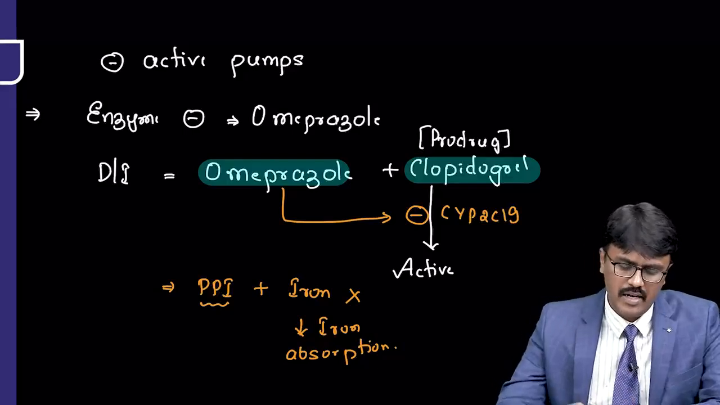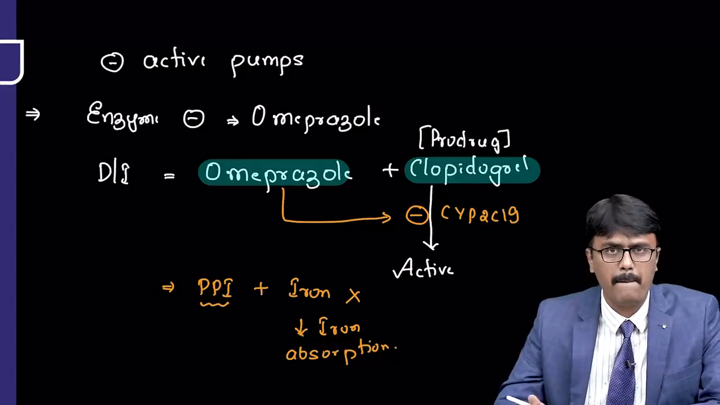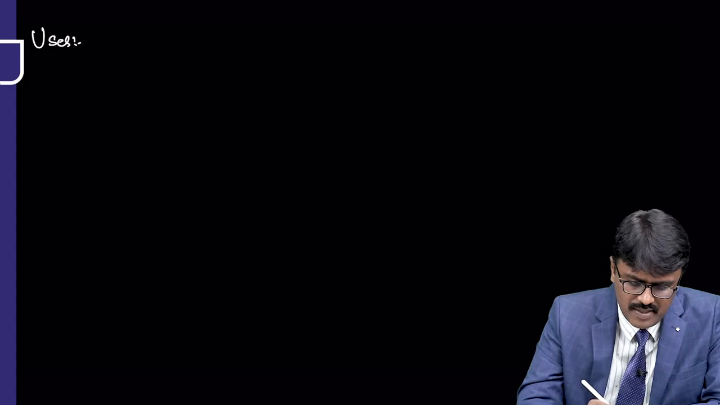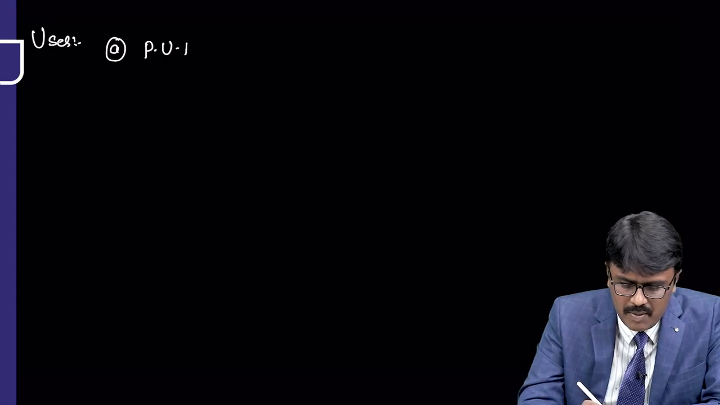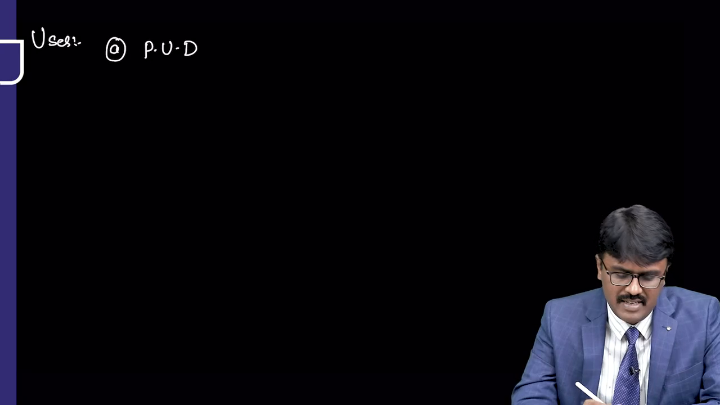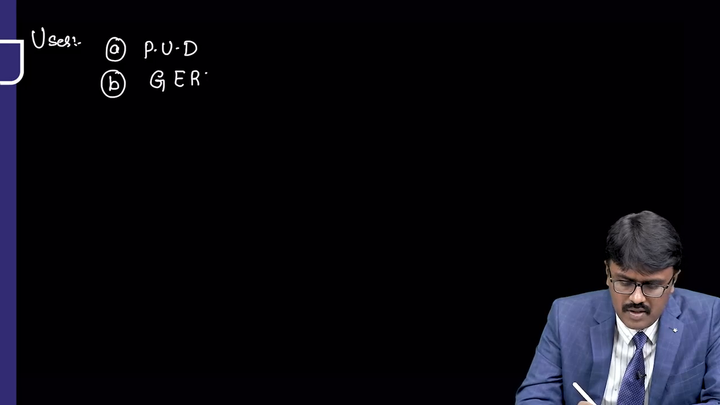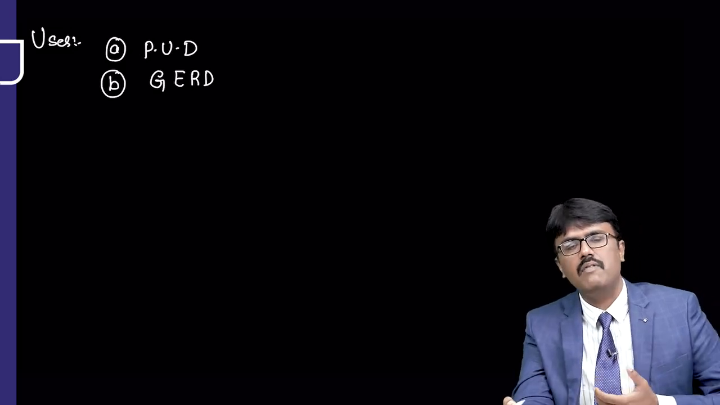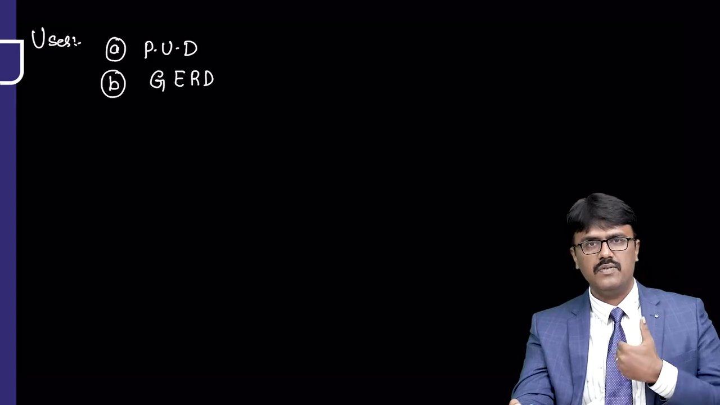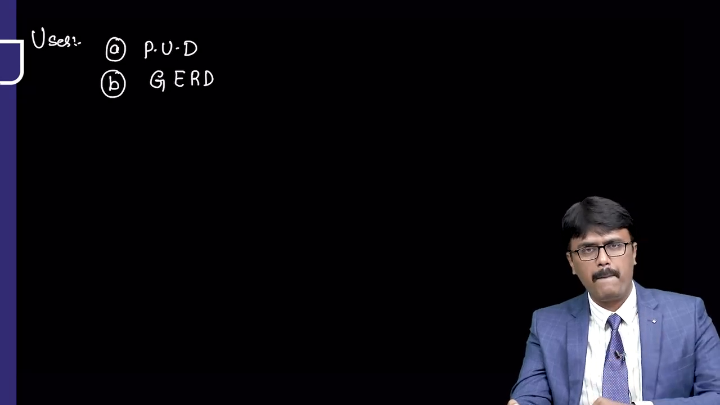Okay, so I understood the mechanism, the drugs, and the pharmacokinetics. Then what should I know? I need to know where I use these drugs. Uses. Number one, obviously, we use it in the disease we are discussing, peptic ulcer disease. Second important, we use it in a condition called GERD. What do you mean by GERD? Gastroesophageal reflux disorder. It's a problem where the acid comes to the esophagus because the esophageal sphincter is lax, that is, it's not working properly.